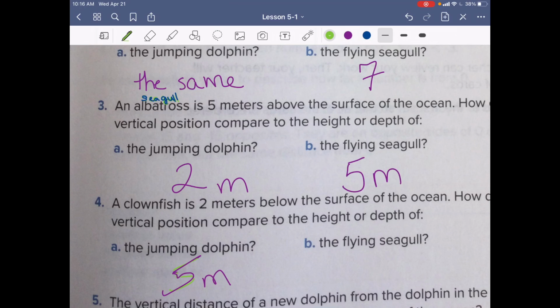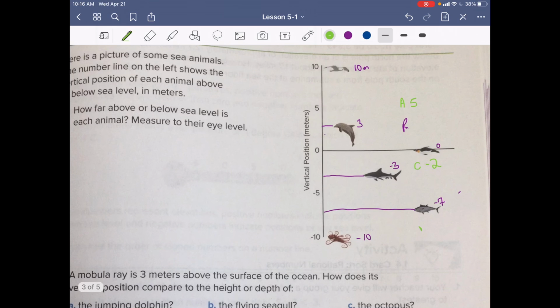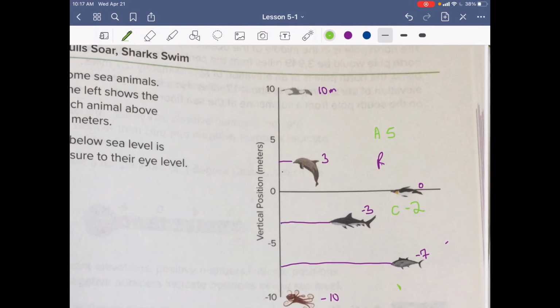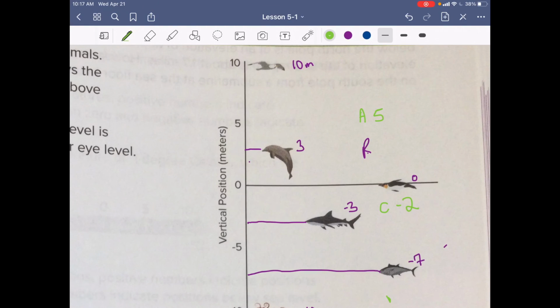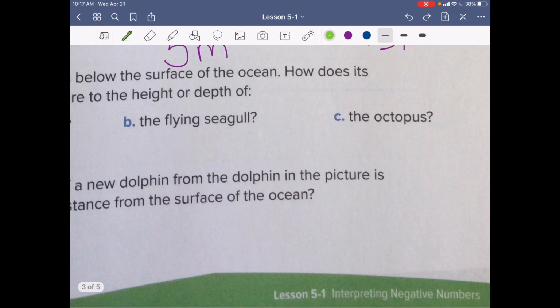Now let's take a look at the comparison between our clownfish and our flying seagull. Our flying seagull is 10 meters above, and our clownfish is 2 meters below. So we would have to do 10 plus 2, and that would give us 12. So their difference is 12.